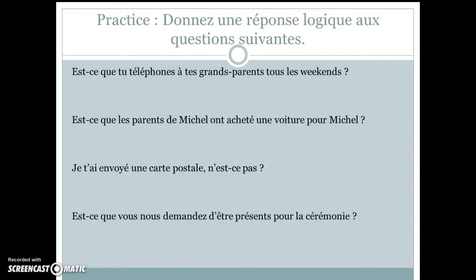So if we look at these sentences for some practice, if you have a piece of paper handy, now's a good time to get it out to practice. This first question, you go ahead and give an appropriate answer to it. Est-ce que tu téléphones à tes grands-parents tous les week-ends?